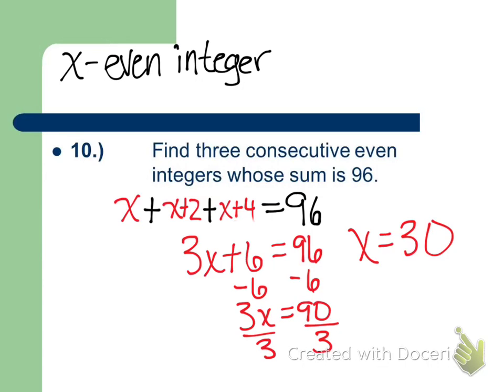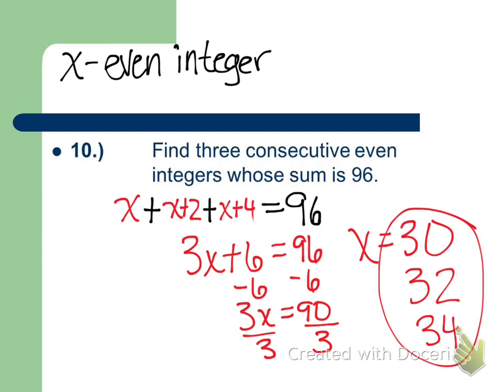Alright, so we're not done yet. They wanted us to find 3 consecutive even integers. We just found the first one. What's going to be the next even integer after 30? What's the next even number that comes after 30? 32. And what's the next one after that? 34. Okay. Those are the 3 numbers they wanted us to find.